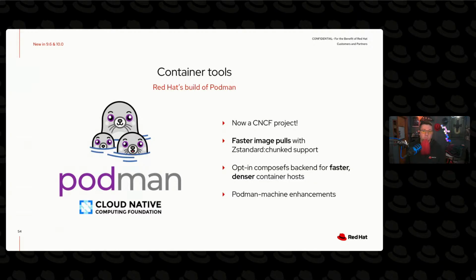Faster image pulls, right? That's right here on the slide. Opt in for ComposeFS backend for faster, denser container hosts, and Podman machine enhancements. Let me see if I can get more detail on that. Enhancing the Podman machine with numerous improvements, making Podman Desktop more configurable for developers.